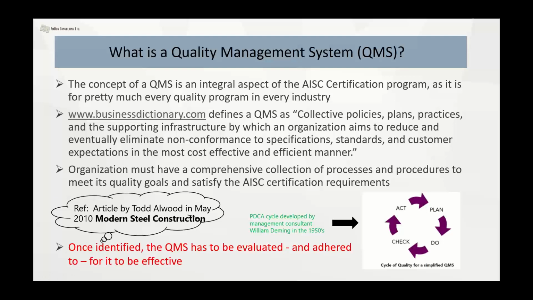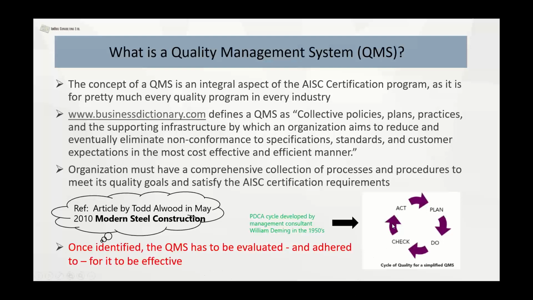Now, I want to very briefly refer to an article by Todd Allwood, and it goes back quite a ways to May 2010, and you can even Google it today. You'll be able to find it. He wrote this in the Modern Steel Construction Journal, and he goes into some detail. It's not a very lengthy article, but I think it describes what a quality management system is and why it's really needed. It's very important to follow your QMS. I think the takeaway from this is once you've defined your QMS, it has to be continuously evaluated and adhered to. You just can't create a QMS and then put it on the shelf and walk away from it. You have to really follow it.